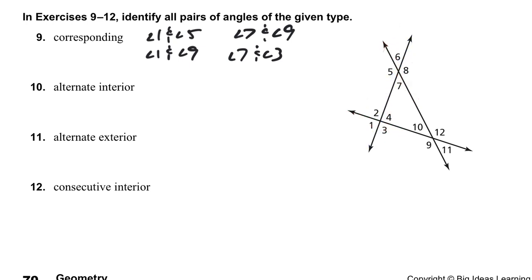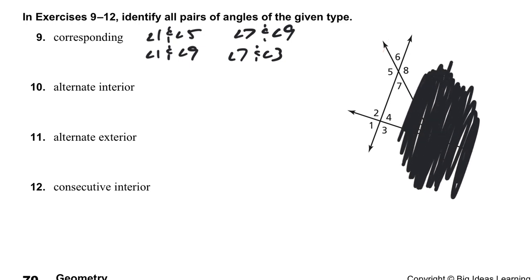Then let's go down to alternate interior. Again, this is a little hard because we have quite a few lines here that intersect each other. But if we focus on just one part at a time, so let's say we just cross off this section here. If I cross off this section for alternate interior, I can see that 2 and 7 are alternate interior, so angle 2 and angle 7. And that also means 4 and 5. So angle 4 and angle 5 are alternate interior.